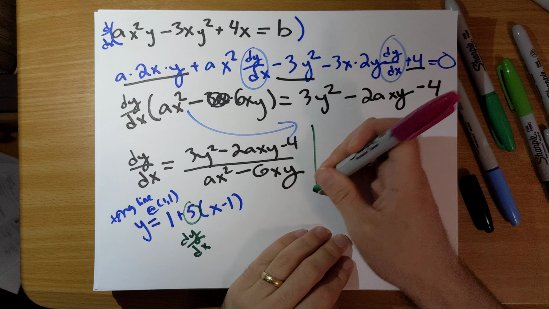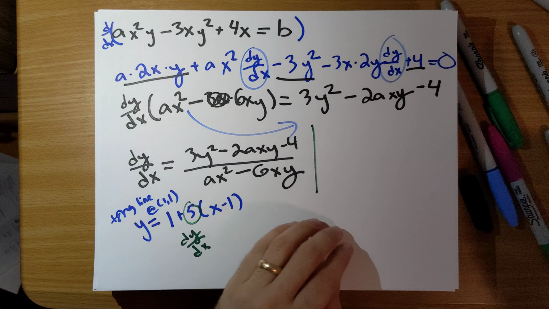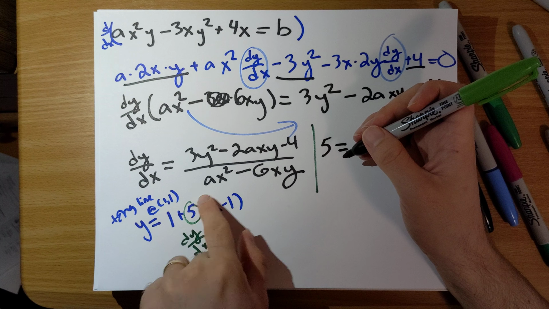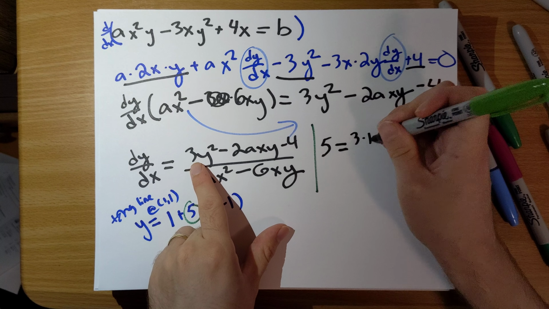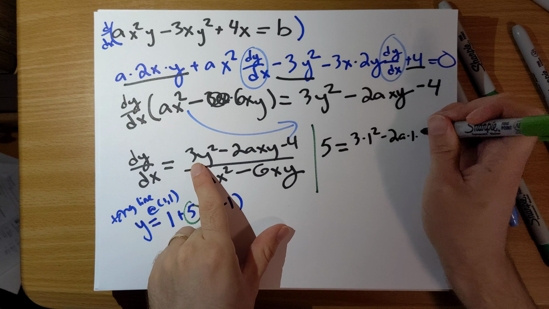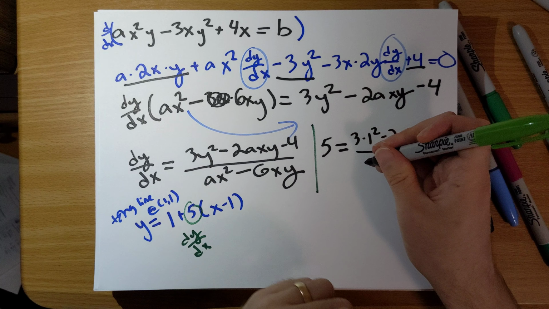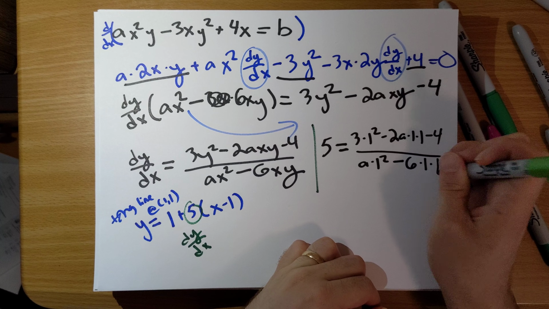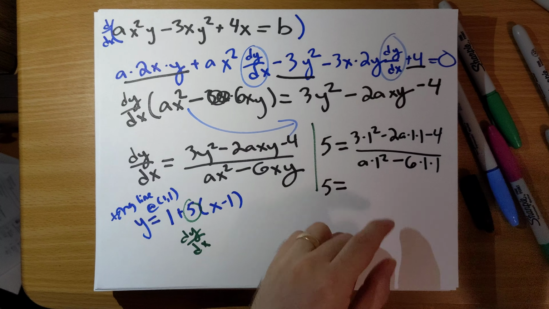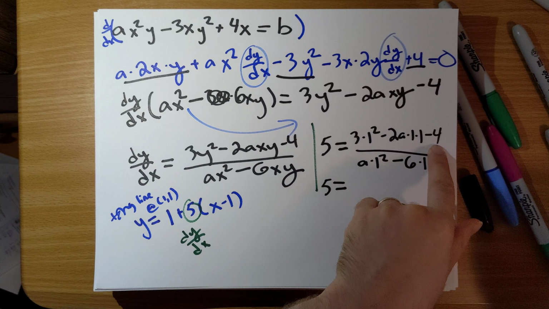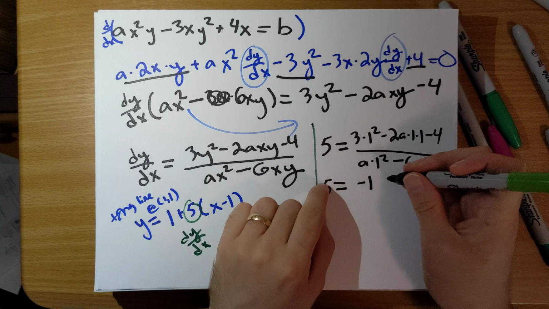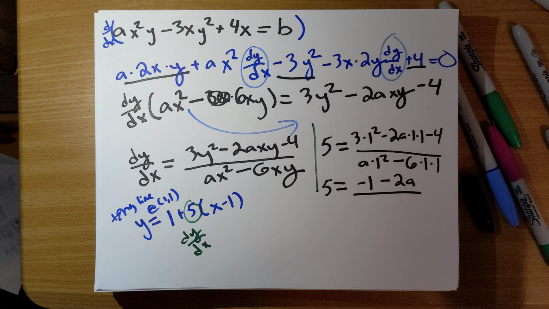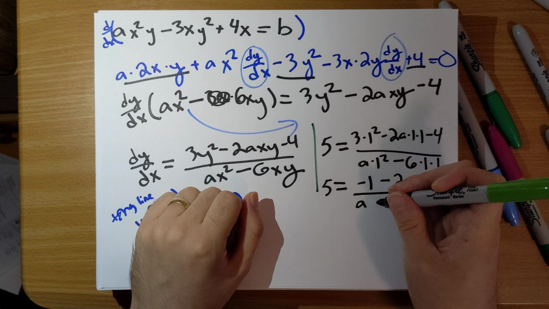That's dy/dx. So now we can plug in dy/dx is 5. Everywhere I see x and y, x is 1, y is 1. 5 is equal to 3 times 1 squared minus 2a times 1 minus 4, all over a times 1 squared minus 6 times 1 times 1. So 5 is equal to 3 minus 4, that's negative 1, minus 2a, all of that over a minus 6.